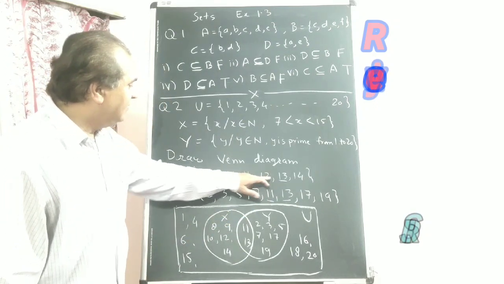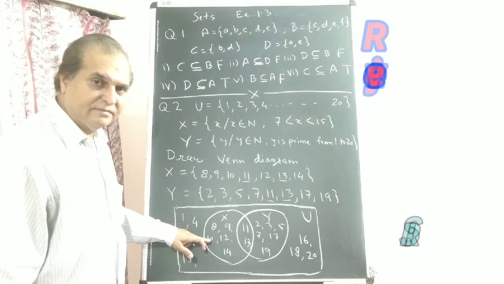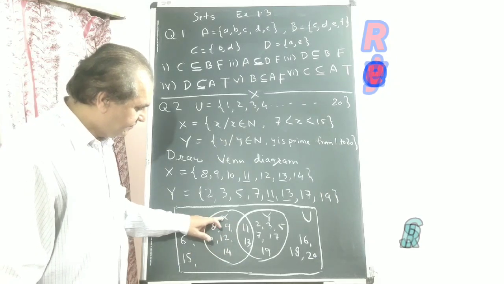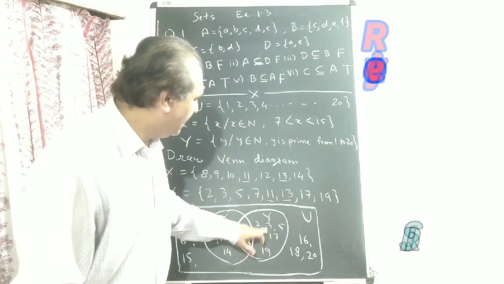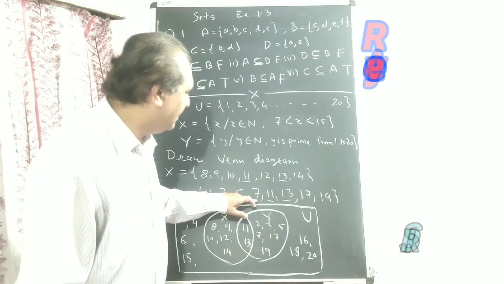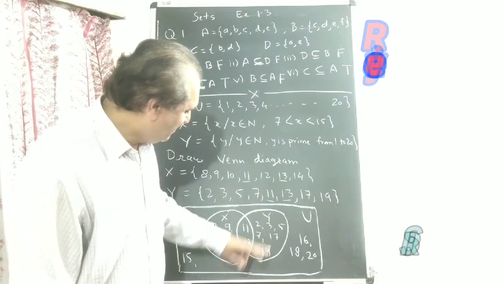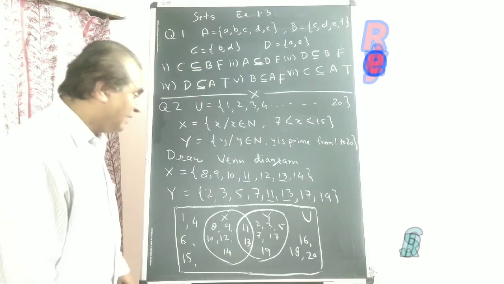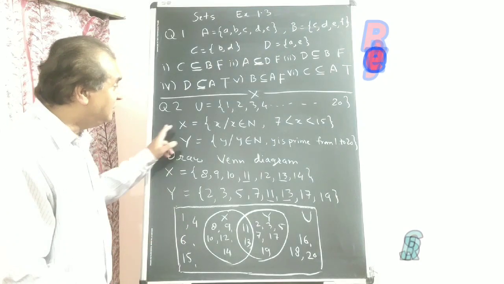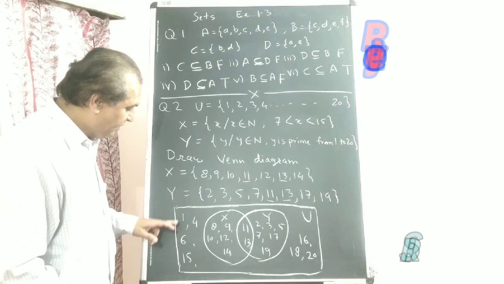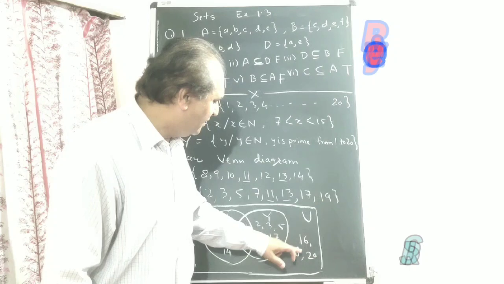Other than 11 and 13, I am writing 8, 9, 10, 12, 14 in set X. Now in Y, except 11 and 13, the remaining elements I am writing here: 2, 3, 5, 7, 17 and 19. Got? Very simple. And the elements which are in U but not in X and Y: 1, 4, 6, 15, 16, 18 and 20.